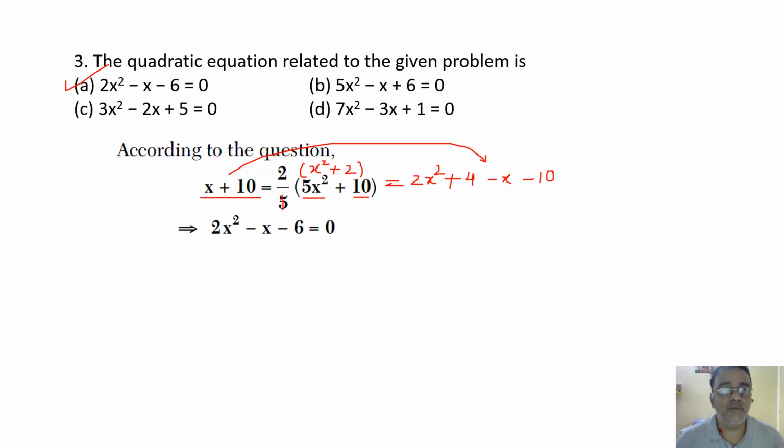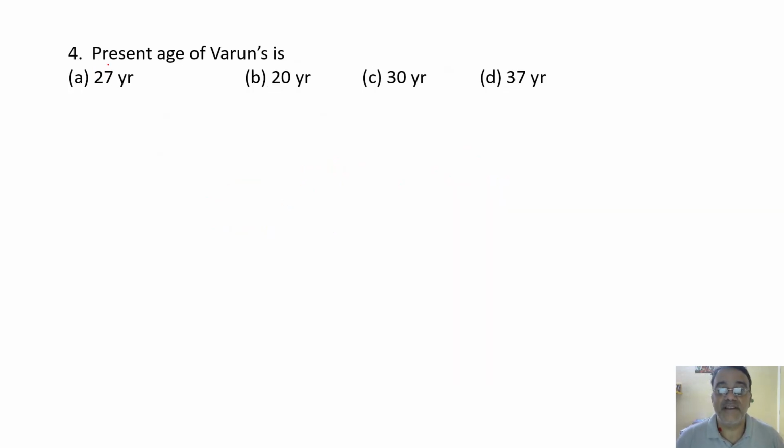Right. So now we are moving toward question number 4. Present age of Varun is dash. So that means we have to solve that quadratic equation. This one. See here the product is minus 12, and the sum is minus 1. So we have to find the two factors of 12 such that the difference is 1. 4 and 3. And since the sign of the sum is minus, so minus 4 plus 3.